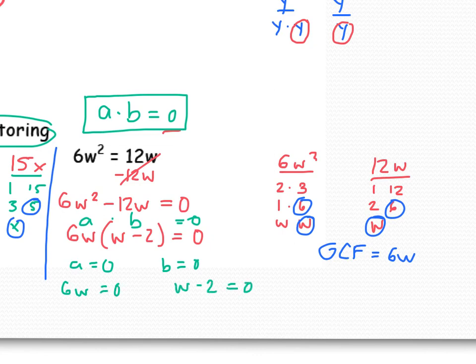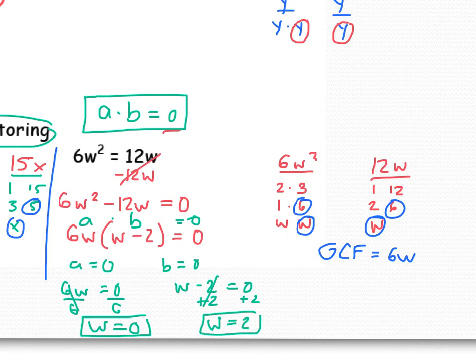I'm going to solve each separately. So I'm going to divide by 6. Divide by 6, I get w equals 0. 0 divided by 6 is still 0. Okay, then I'm going to add 2. W then is going to equal 2. So I get my two answers of 0 and 2.